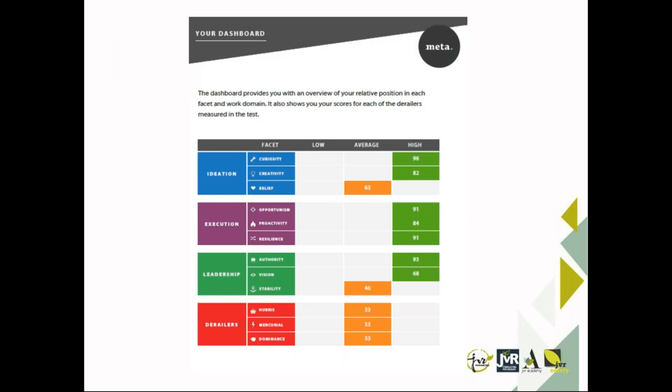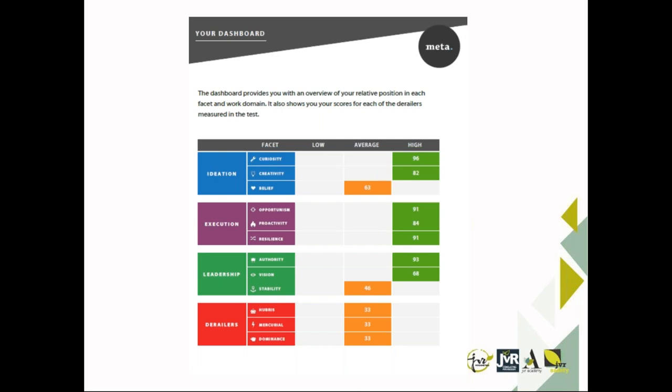In terms of your disruptive talent report, it starts off by giving you an overview of what your relative position is on each one of the traits or facets in that specific work domain. And it gives you your scores and whether that is a low, an average, or a high score, as you can see over here.